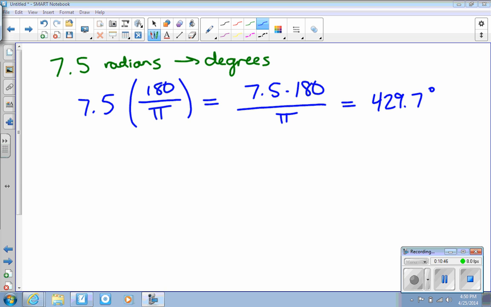Okay, so at this point you should have your unit circle filled in, have some idea of where the fractions are coming from, and I want you to do page 348, numbers 5 through 8. So it's only 4 problems. I'll see you all on Monday.